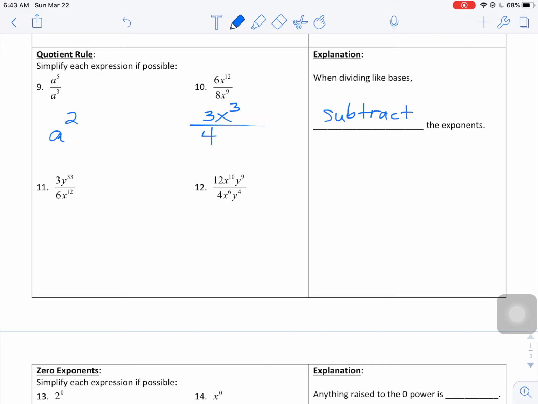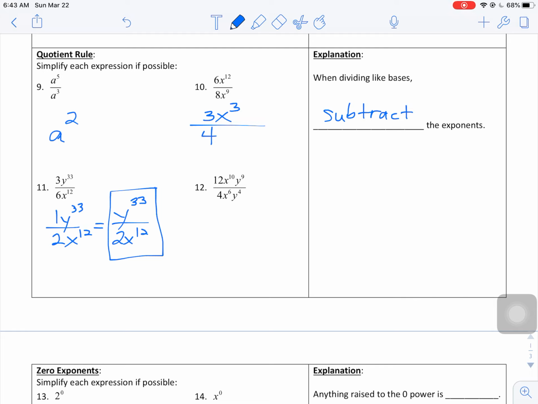With 11, 3 and 6 are both divisible by 3. So I'm going to reduce this to 1, and 6 divided by 3 is 2. And then if I look at my variables, 1 is a y and 1 is an x, so those don't match. I typically don't like to have that 1 in the front in the numerator, so I'm going to rewrite this as y to the 33rd over 2x to the 12th. I wouldn't mark it wrong if you left the 1 in the front, but technically it's more simplified to not have the 1 there.